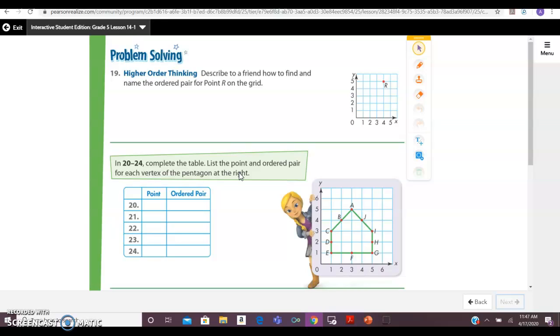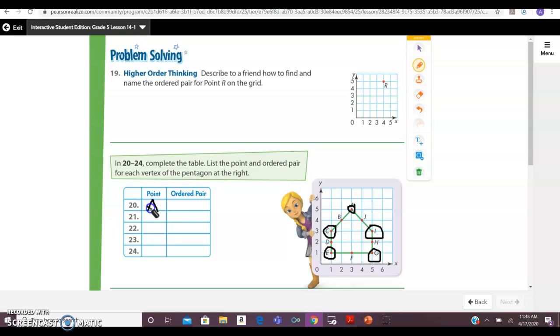20 through 24, complete the table. List the point and ordered pair for each vertex of the pentagon at the right. Remember, a vertex is where two line segments come together and meet to make a point. So, on this pentagon, we have 5 vertexes because there are 5 sides. We're going to have 1, 2, 3, 4, 5.